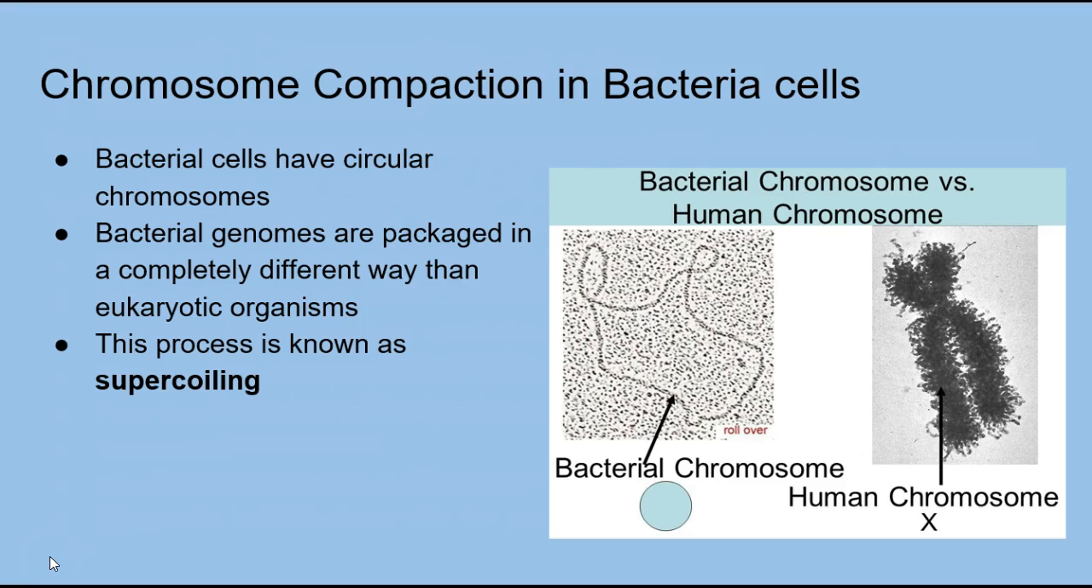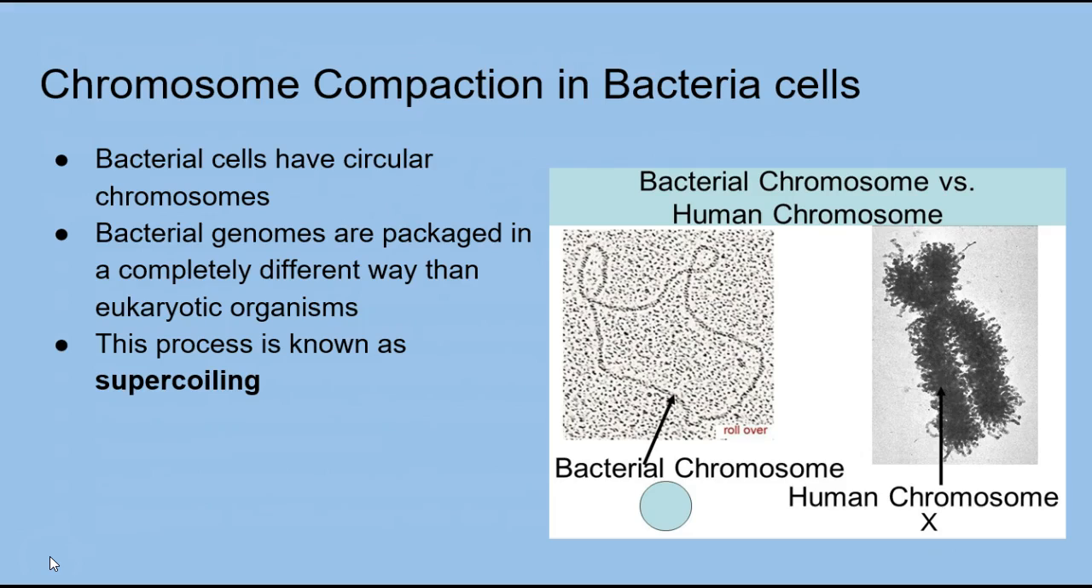Chromosome compaction in bacteria cells is very different from human cells. Bacterial cells have circular chromosomes, and their genomes are packaged in a different way. It's done by supercoiling, which is when the DNA is just wrapped and twisted over and over again. It's kind of like a really tight wound up rubber band, and it's just placed inside the cell.